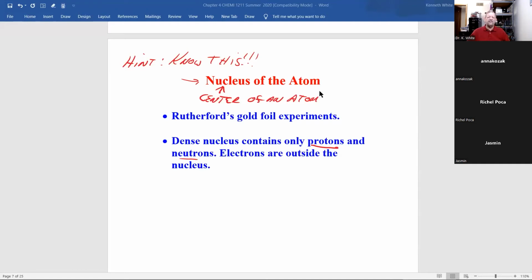Again, Rutherford's gold foil experiments, you should know, clarified, that's a fancy word meaning figured out, or cleared up, what is in the nucleus of an atom, and that is the protons and neutrons. Now, outside the nucleus are the electrons, and we'll talk more in this chapter and the next. Where are the electrons, which is quite important.